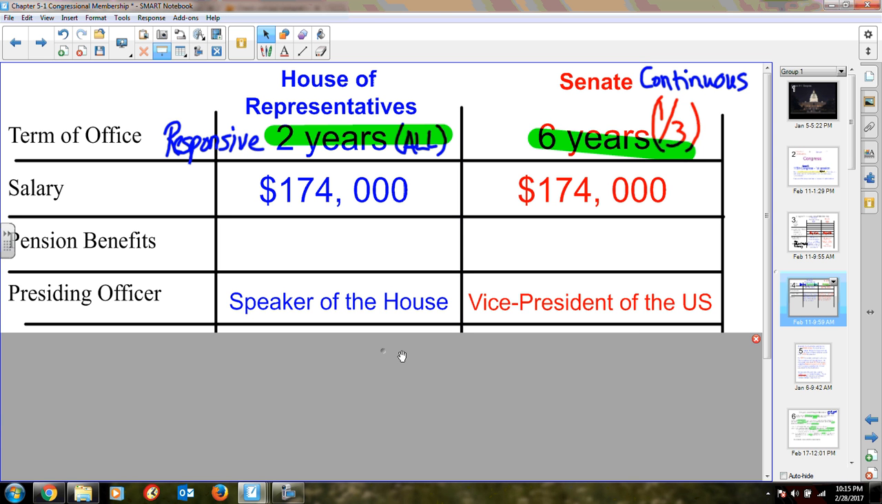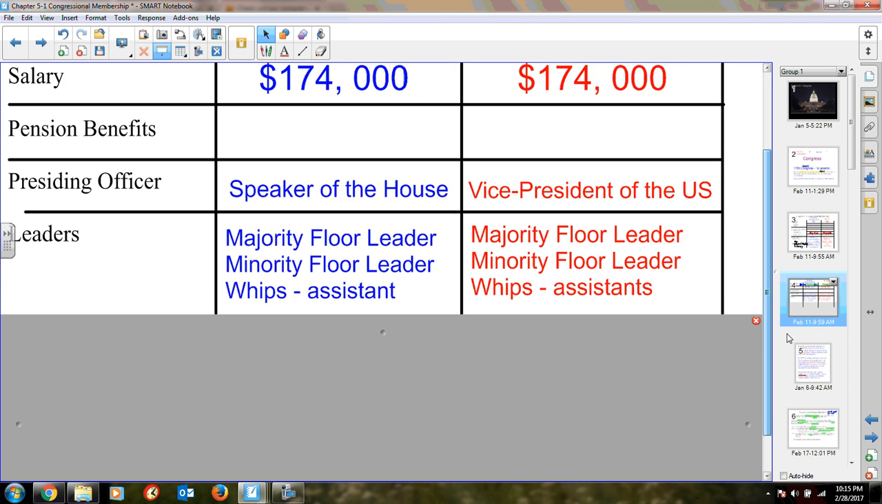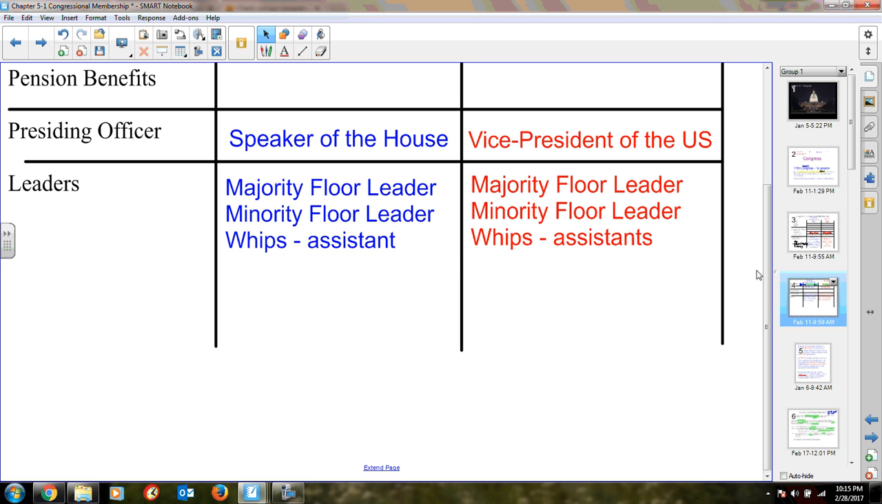And in the Senate, that is the Vice President of the United States, so that's Mike Pence's job. So he went from governor to being Vice President and also President of the Senate. Okay? There are other leaders that you will find in the House and the Senate. They're called majority floor leaders, minority floor leaders, and what are called whips. And we're going to talk a little bit more in depth about them, but for right now, we're just going to have you jot down those terms.